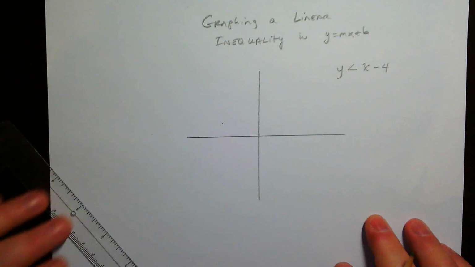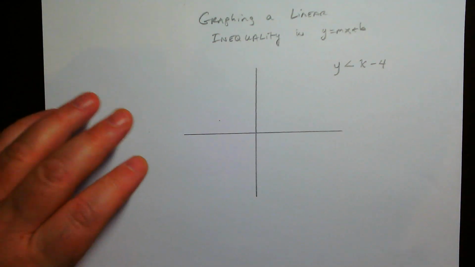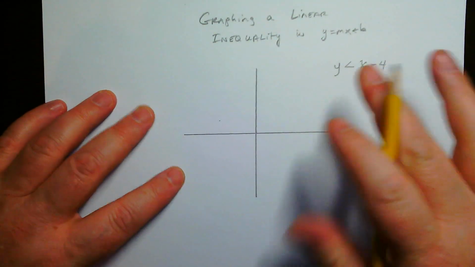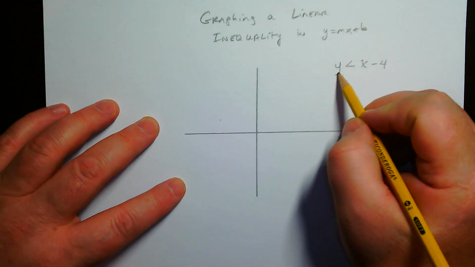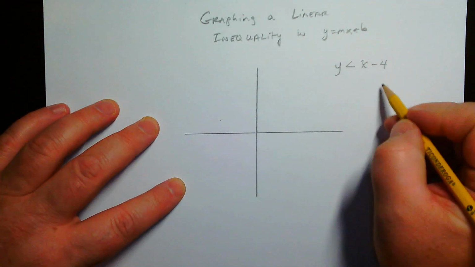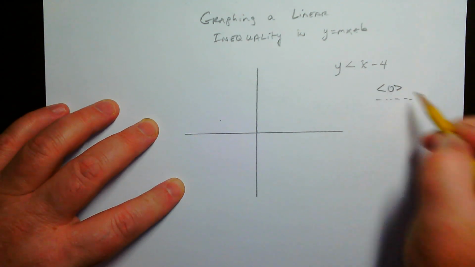Alright, let's talk about graphing a linear inequality that's in slope-intercept form like this. This is a little easier than standard form because it's easier to tell which direction you're going to shade. So here's the deal. Y is less than, so that's going to be a dotted line, because remember, if it's one of these two, it's dotted. On a number line, it would be an open circle.